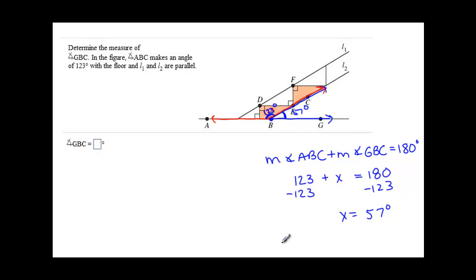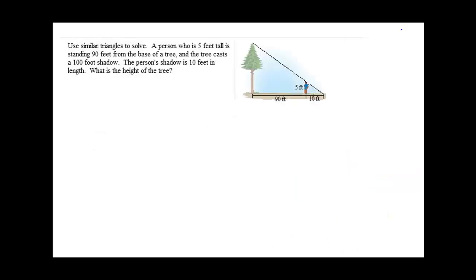Here's a homework problem that's similar to one of our homework problems in 9.2. It says use similar triangles to solve. A person who's 5 feet tall is standing 90 feet from the base of a tree, and the tree casts a 100-foot shadow. The person's shadow is 10 feet in length. What is the height of the tree?